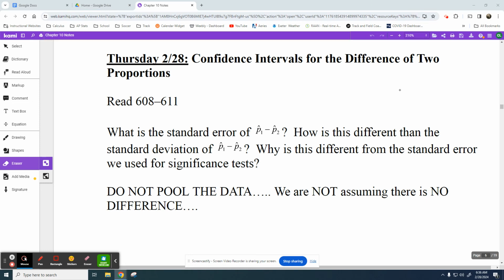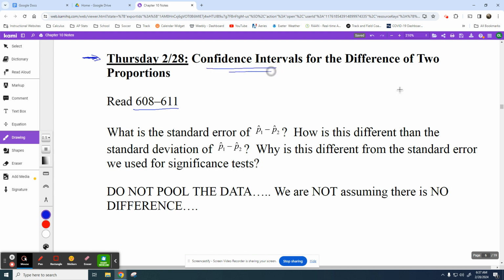All right, guys. I'm not here today, so we're going to cover tomorrow's notes today on a video. This is on pages 608 to 611. Page 611 has your calculator stuff. So we're going to be tackling confidence intervals today.